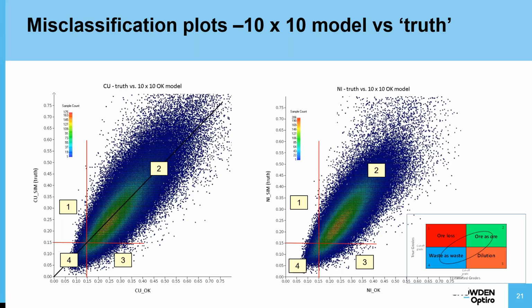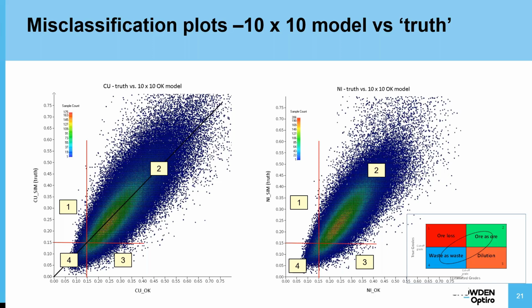And of course, what we can do is apply the cutoff here, 0.15%. We can compare the estimated data against the true data. So we've got these 4 quadrants. Quadrant 3 is our dilution, quadrant 1 is our ore loss, quadrant 4 is our waste, and quadrant 2 is most of the information.